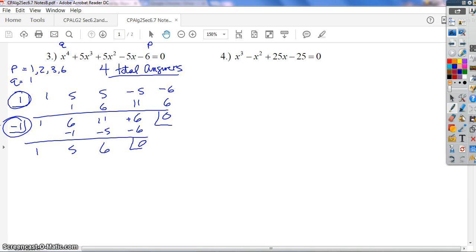Now these last 2 could be imaginary, or they could both be real, because the first 2 were real. So I'm going to have x squared plus 5x plus 6 equals 0.